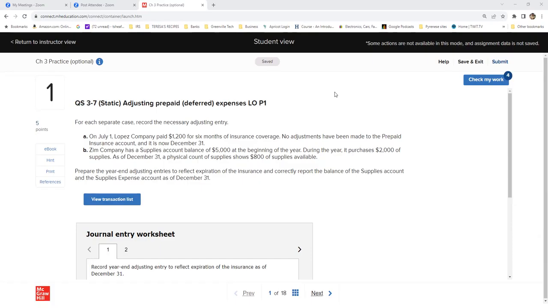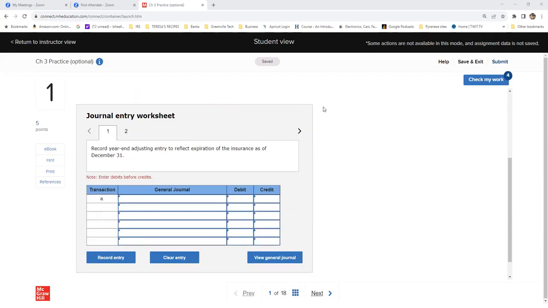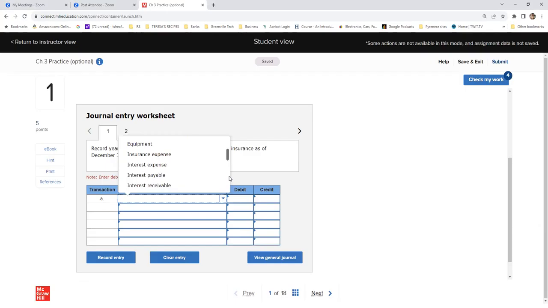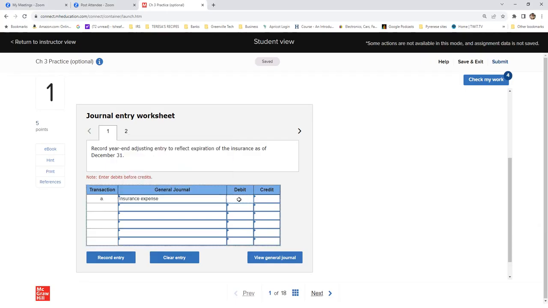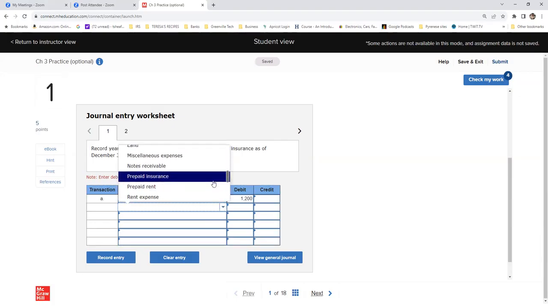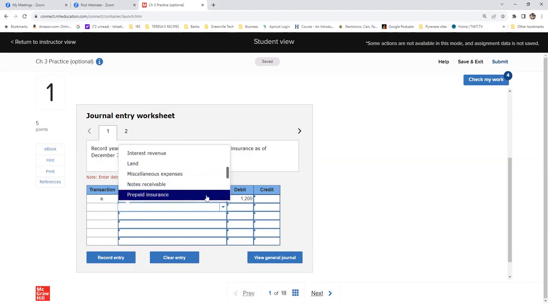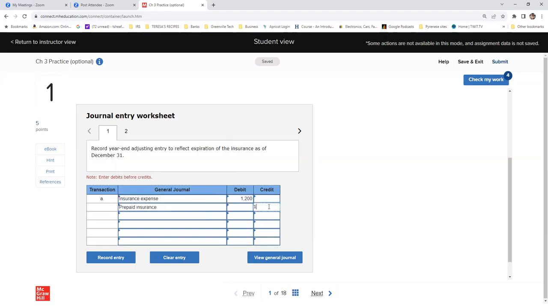First thing we're going to do is list the debit. The debit in this case is insurance expense, and that's going to be $1,200. All right. And next, it's going to be a credit to prepaid insurance. You see, we created that prepaid insurance account when we bought it, and that was a debit then. But to reverse it, now we have to do a credit. Prepaid insurance, $1,200.